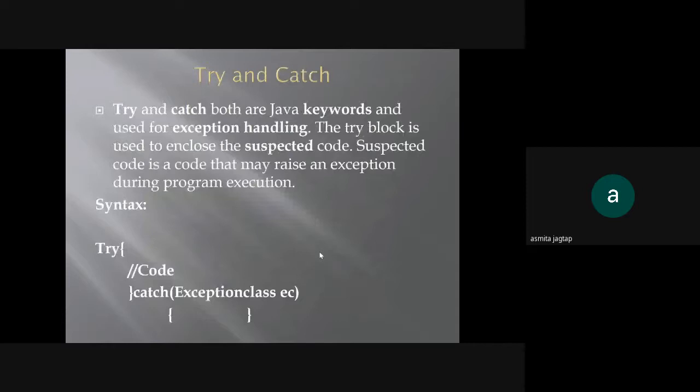The next is try and catch. These are the keywords with the help of which we can handle exceptions, and they are used for exception handling. The try block is used to enclose the suspected code, and the catch is used for catching the raised exceptions during execution.